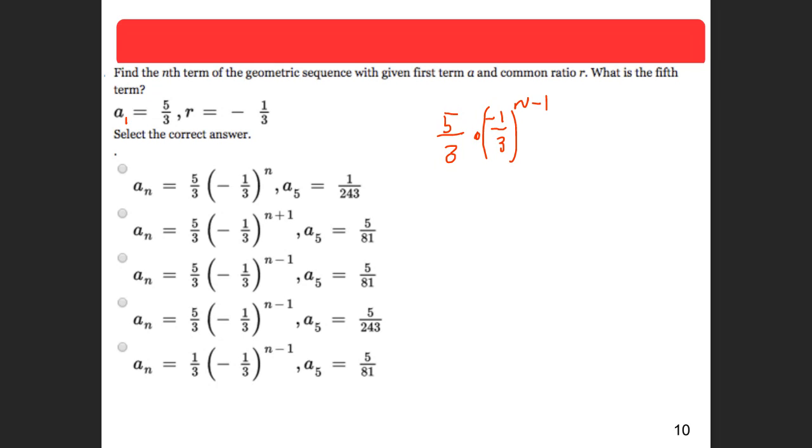Now this is where a calculator comes in handy. It wants the fifth term, right? So I'm going to put 5 in here. So 5 minus 1 is 4. So this is going to be 5/3 times negative 1 third to the fourth power.